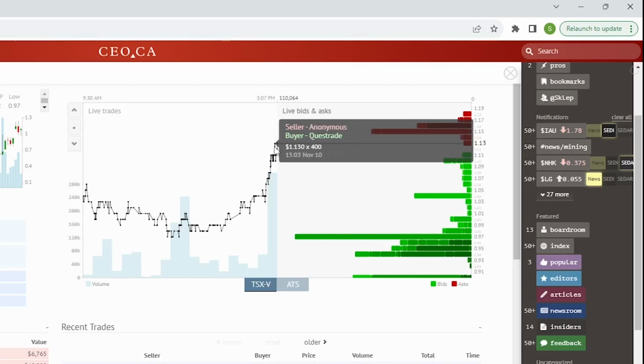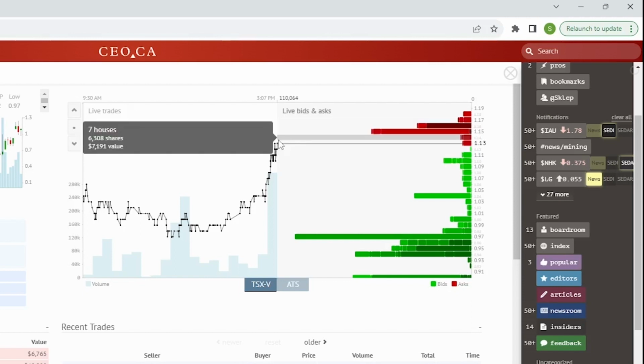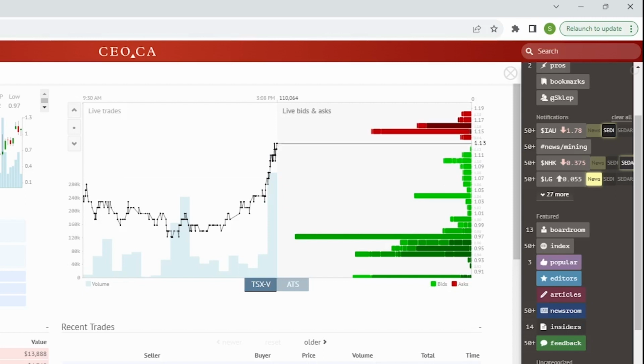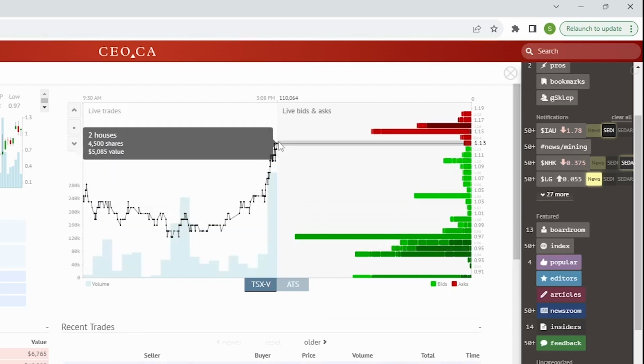Then we can see other trades. So this is Anonymous selling to Questrade, 400 shares. You can also see exactly what time these trades occurred. 3:07, which is roughly a minute ago. So this actually just occurred.